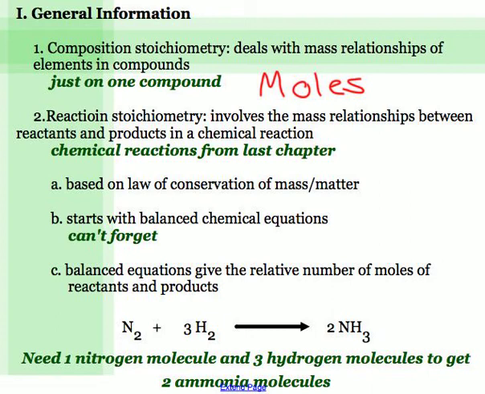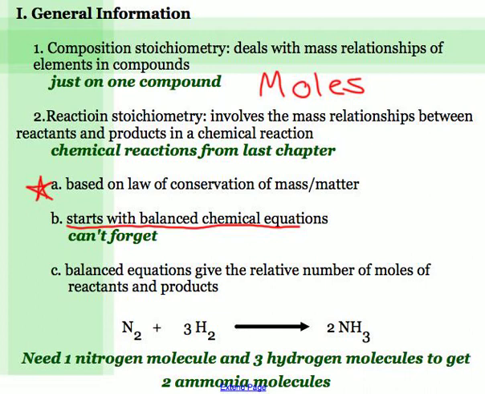So what we're going to do is take the chemical reactions from last chapter and mix them in with some moles in stoichiometry. A couple of things you want to know: it's definitely based on the law of conservation of mass and matter. So you definitely want to know that. We'll always keep mentioning that. And again, you have to start with a balanced chemical equation.